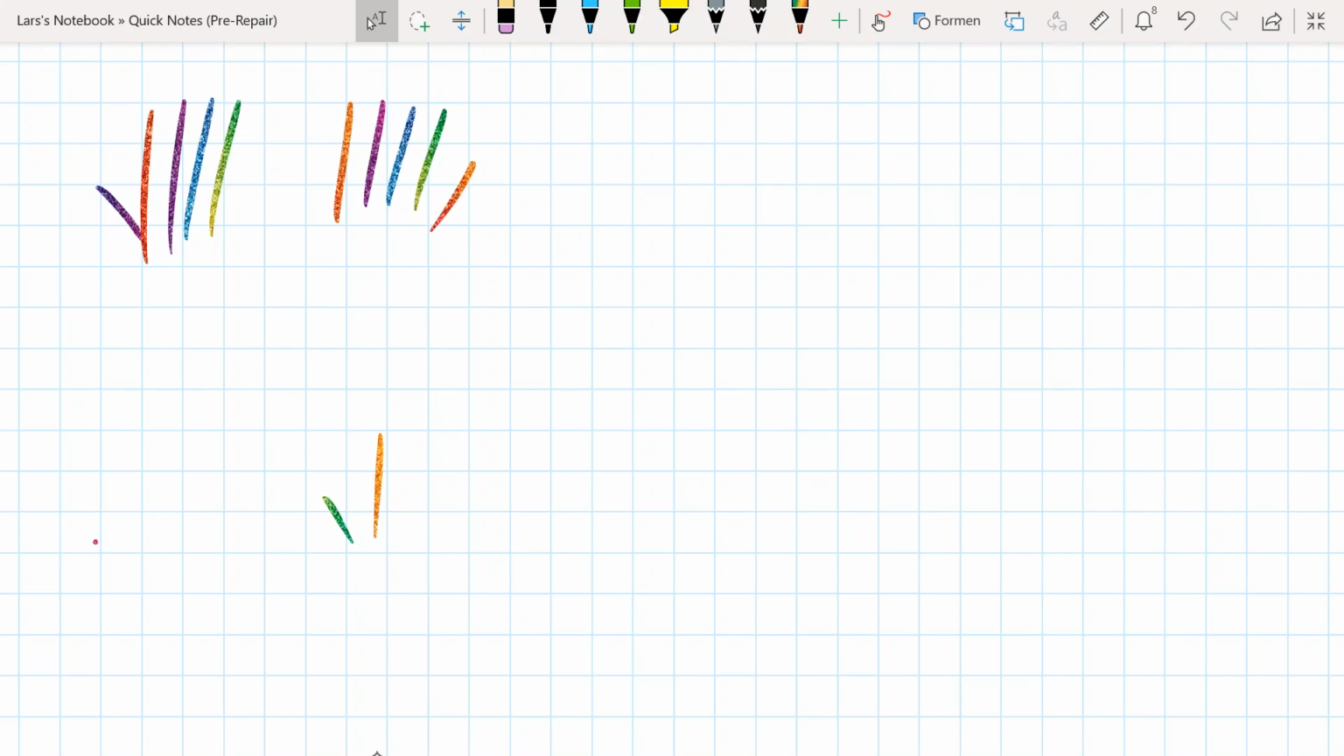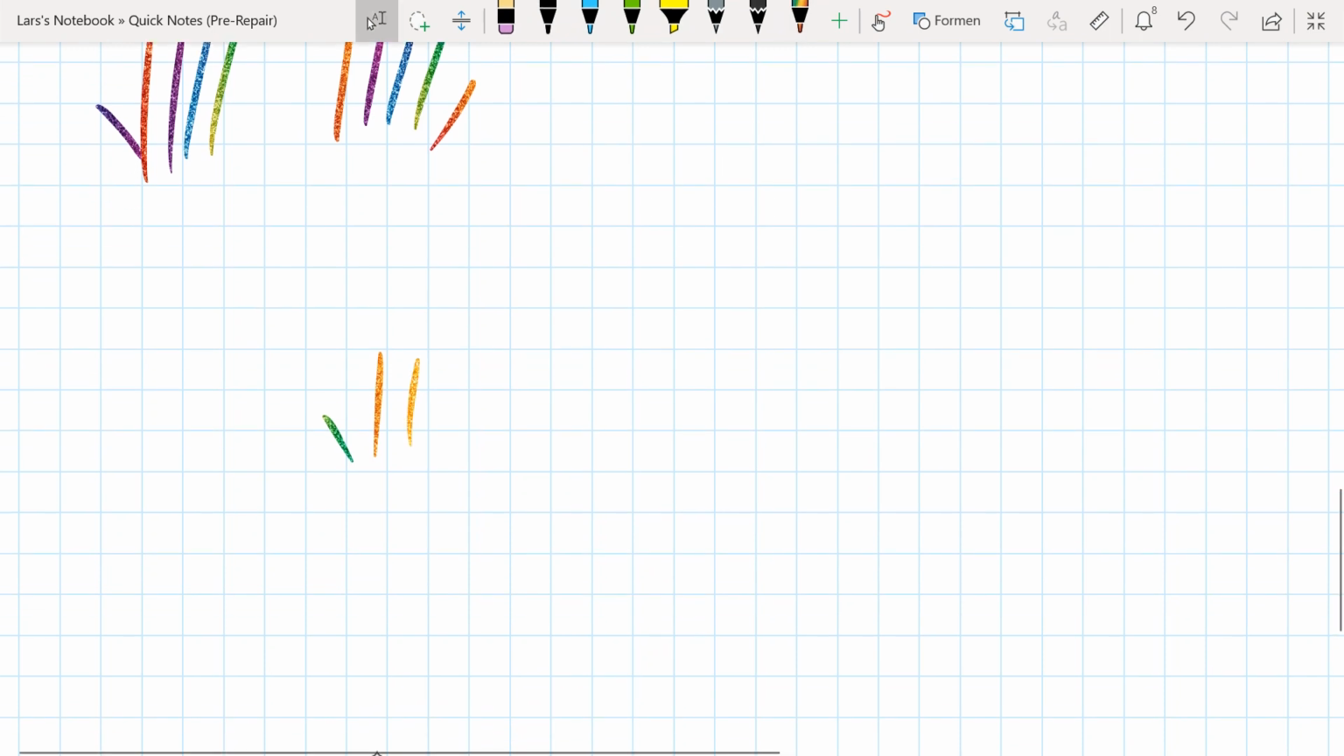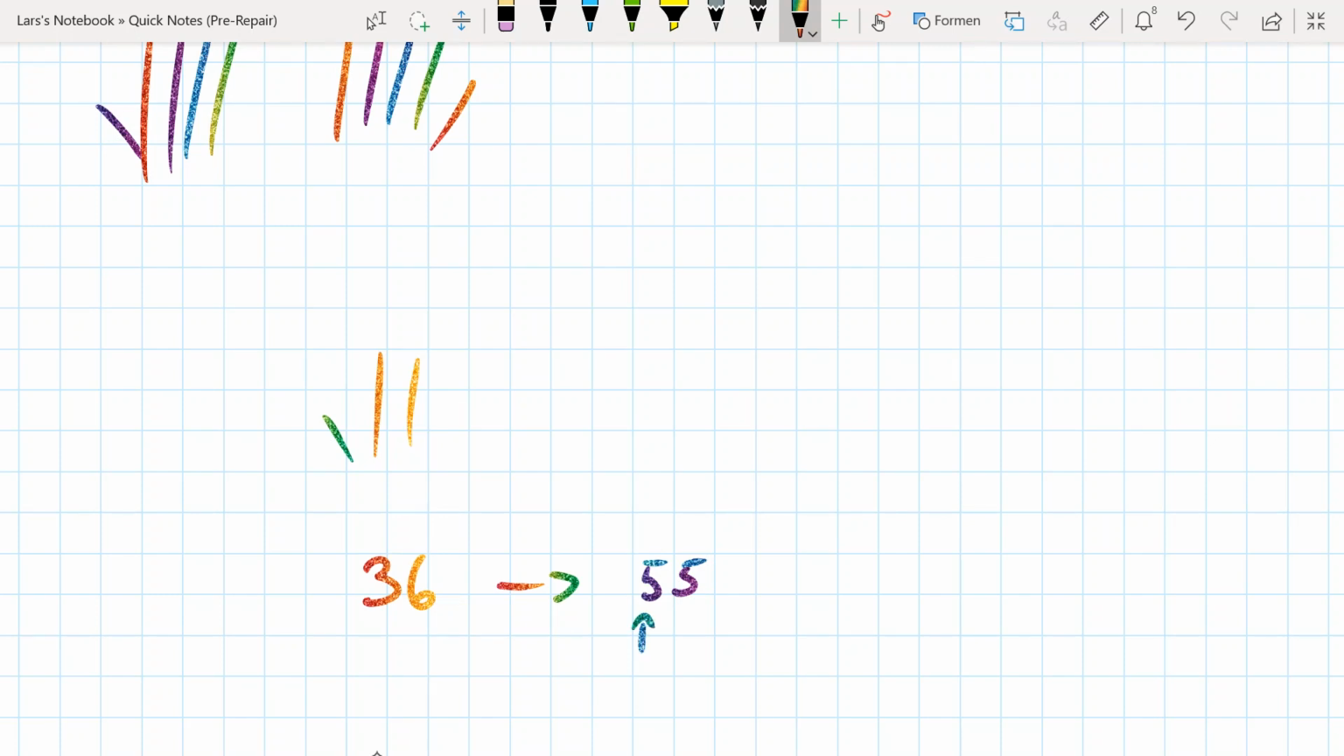Then you can count 13, 14, 15, 16, 17, and then you get 18. So you can count until 36. Or in base 6 you can count until 55, because one hand is counting the sixes and one hand is counting the ones. So it's also very, very natural to count until 6.